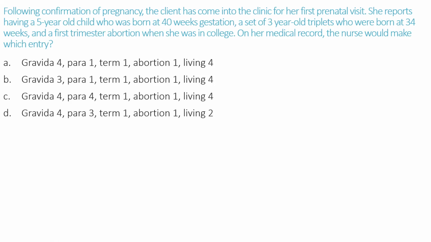Following confirmation of pregnancy, the client has come to the clinic for her first prenatal visit. And remember, with this, our G is already going up 1 number. She reports having a 5-year-old child who was born at 40 weeks. She has 3-year-old triplets who were born at 34 weeks, and a first trimester abortion when she was in college. On her medical record, what would this enter as?